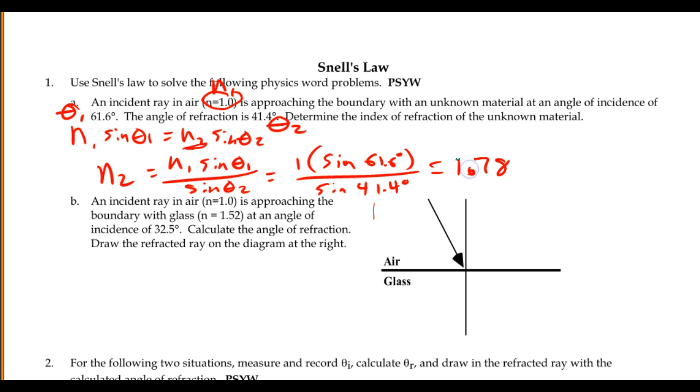Now we could then go to a reference source and look up what type of material that most likely is, because every material has its own specific index of refraction.